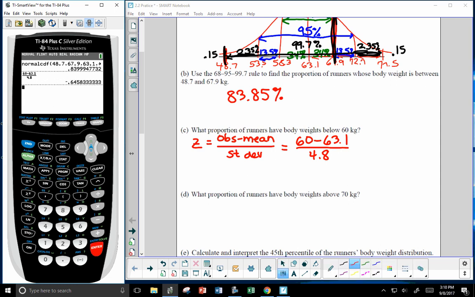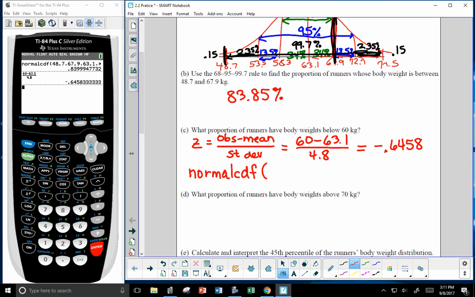And then from there, we want to do the normal CDF of that, and we want to go below 60 kilograms. So normal CDF. We're going to do negative 10, because if we're going below, we're going all the way to negative infinity. So negative 10 to an upper bound of negative 0.6458. We're going to leave 0 as our mean and 1 as our standard deviation because we're dealing with a Z-score, a standardized score.